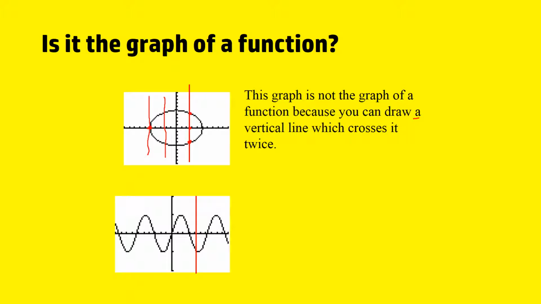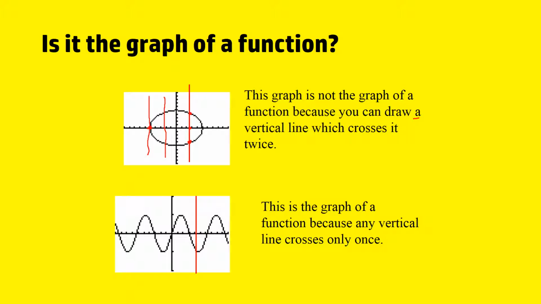What about the bottom one? Is that the graph of a function? Yes, it is, because no matter where you would draw a vertical line, it's only going to intersect that graph in one place. So it passes this test, and it is the graph of a function. Any vertical line crosses only once.